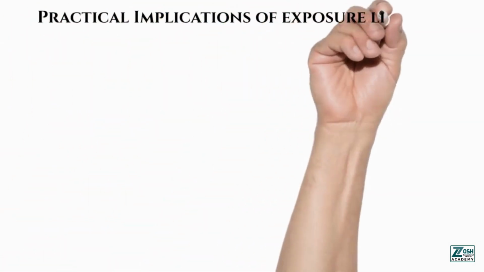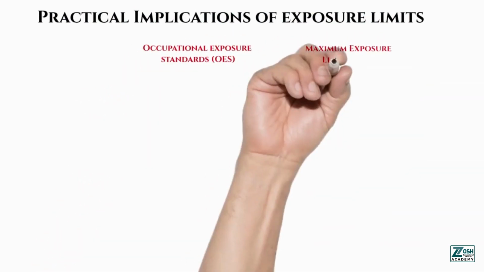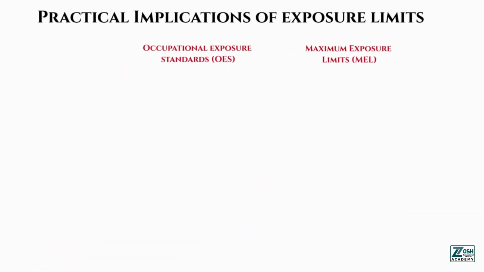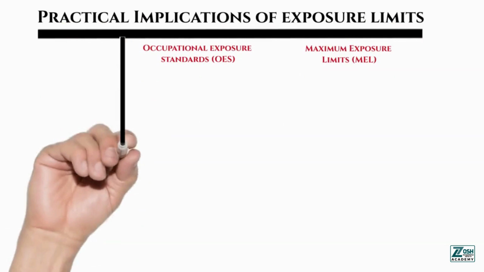COSHH uses 2 types of occupational exposure limits. 1. The Occupational Exposure Standard, OES, and 2. The Maximum Exposure Limit, MEL. Both are expressed as airborne concentrations averaged over a period, either a long-term exposure limit over an 8-hour time-weighted average, or a short-term exposure limit over a 15-minute reference period.